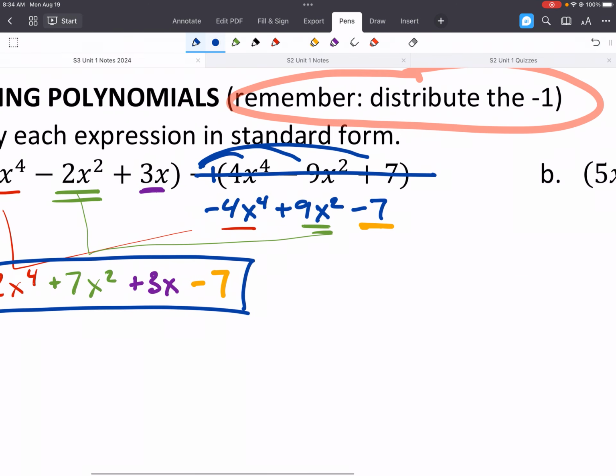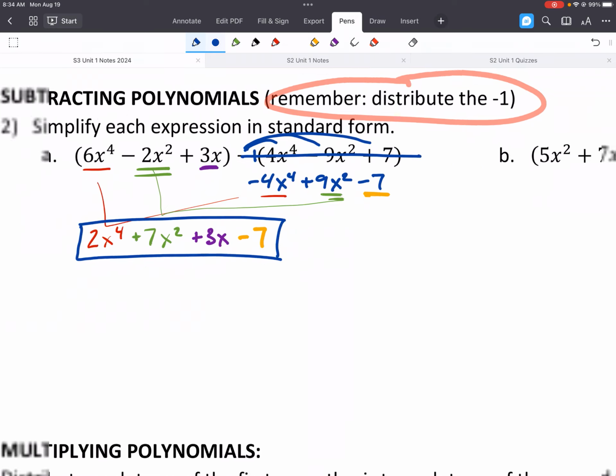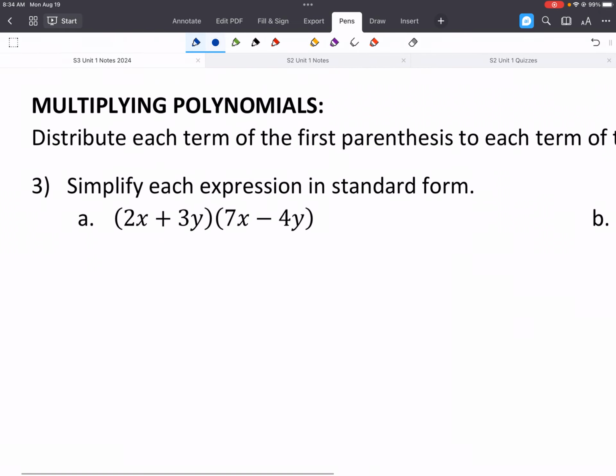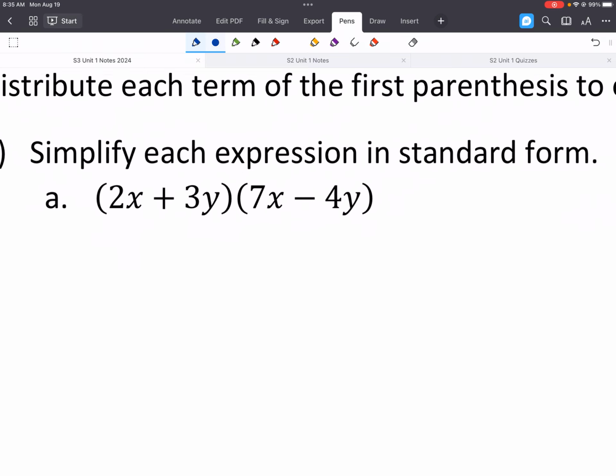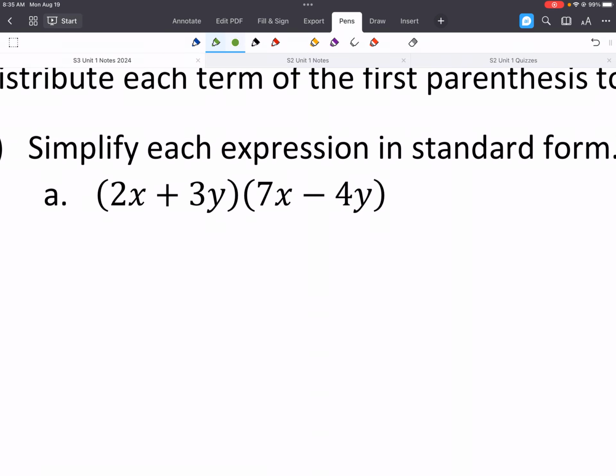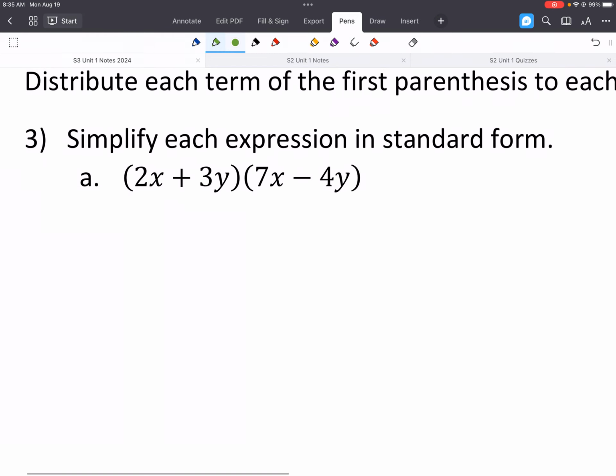But for the subtraction, we had to distribute that -1 before we could get rid of the parenthesis. All right, now multiplying. When we multiply polynomials, here we have a binomial times a binomial, bi meaning 2 terms in each of these. When we did it last year, we used a box. So I'm going to continue doing that. If you learned a different way, that's just great.